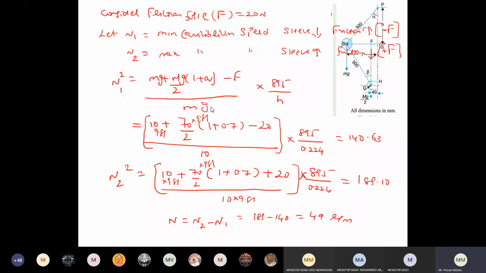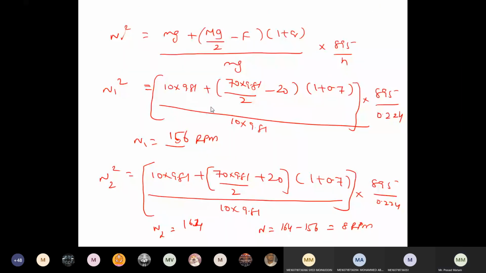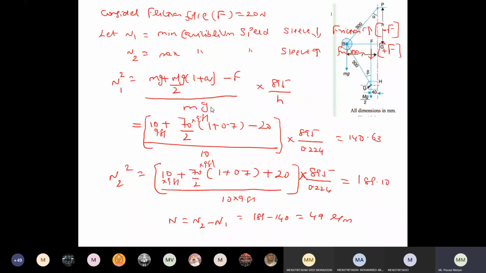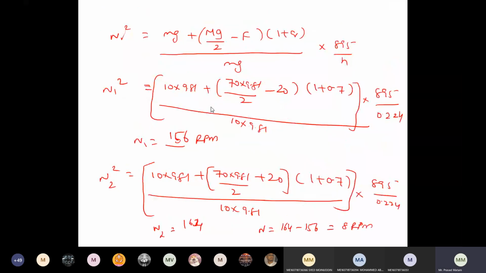Next. Okay, this is correct. Got it? You have to take mg. When friction force is considered, you have to take the weight, not the mass. Got it? So if you don't take the weight, if you take the mass, the range of the governor comes as 49 rpm, which is wrong. This is the right answer. 8 rpm is the correct answer.